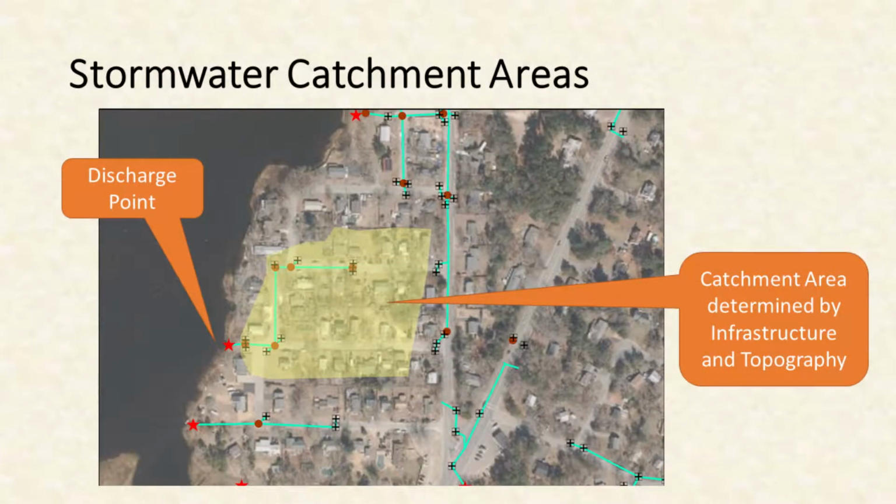The area that contributes flow to a discharge point is called the stormwater catchment. The catchment may include impervious surfaces such as pavement and rooftops, along with landscaped areas, parks, and undeveloped land. The catchment is defined by topography.